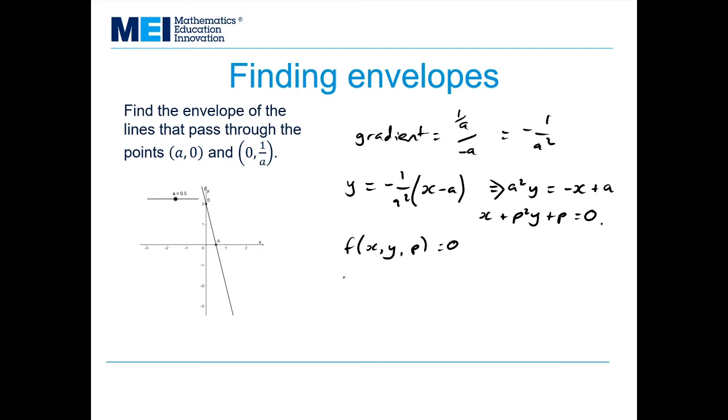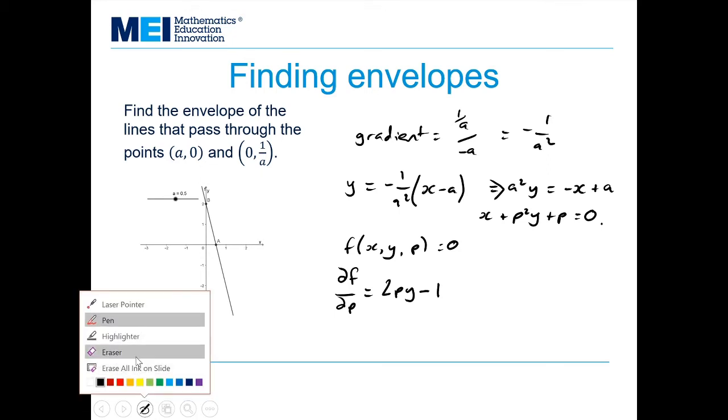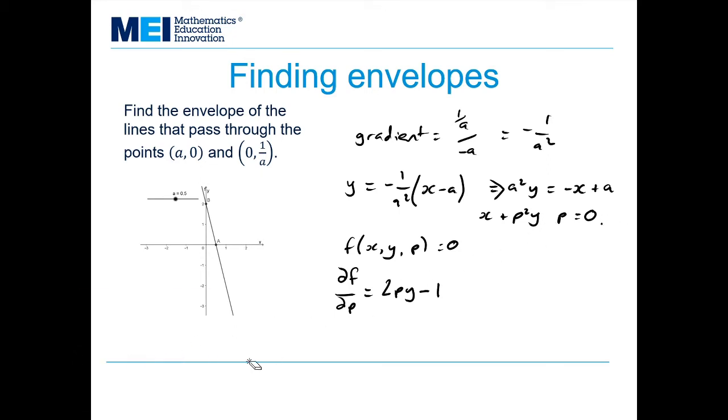Now I need to work out the partial derivative. So df by dp, I need to differentiate with respect to p, treating x and y as if they are constants. So the x is going to disappear because it's a constant. My p squared y becomes 2py, and then the p just differentiates to give 1. Actually, this should have been minus p up here, so it's minus 1. I'll just change that to a minus p instead of a p. There we are.